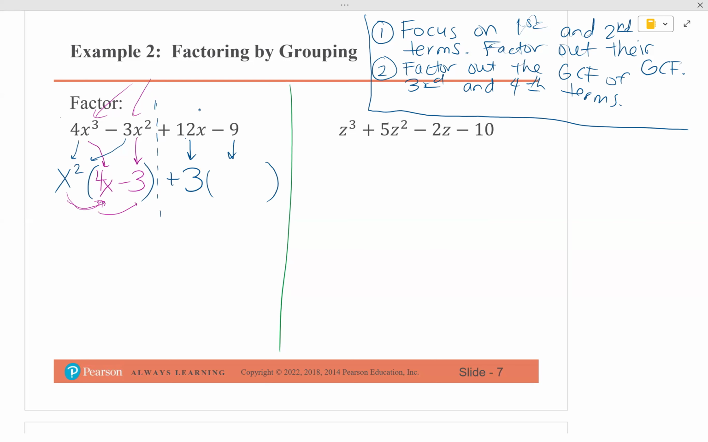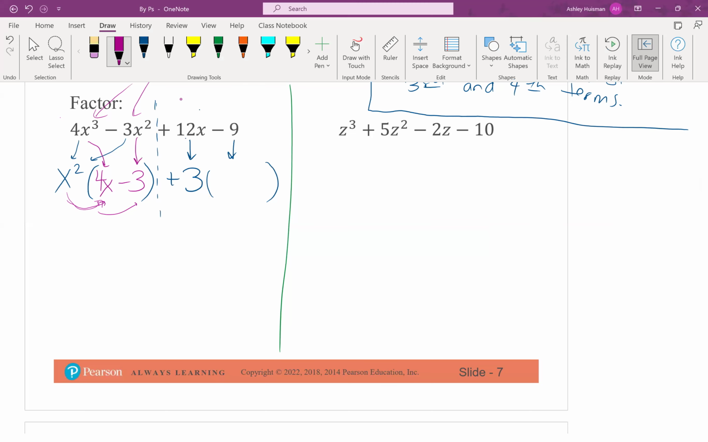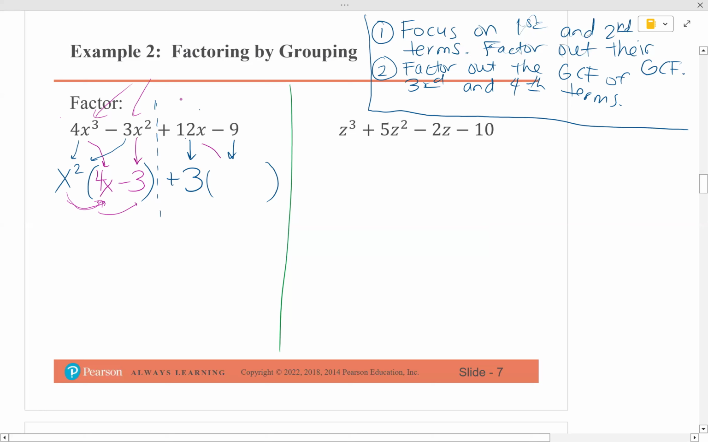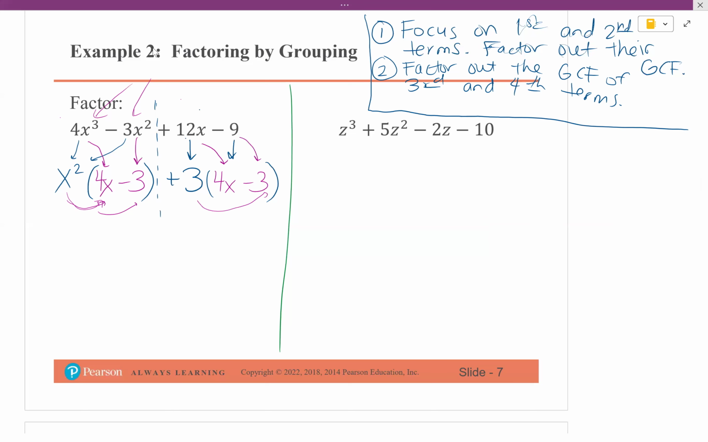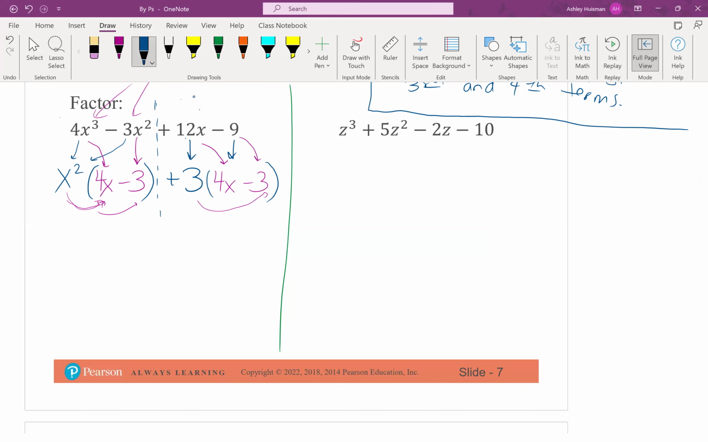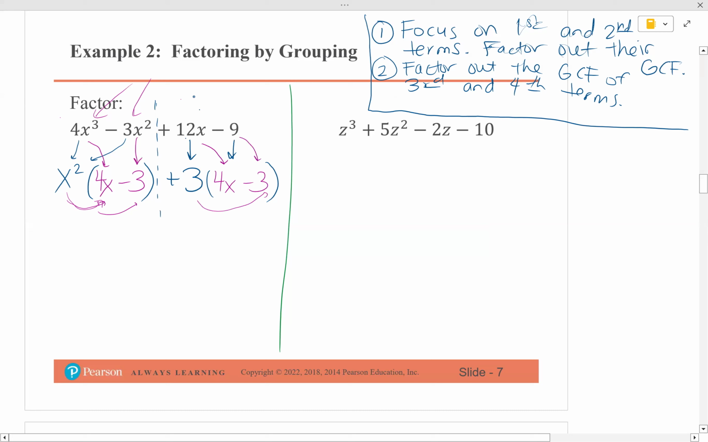Okay. So I've got the GCF, and then similarly, I have to do this reverse engineering. 3 times what would make 12x? That would be 4x. And then 3 times what would be negative 9? I would need negative 3. All right. And then at this point, sometimes the original problem can't be factored, but if this is factorable, what's in parentheses will be the same.